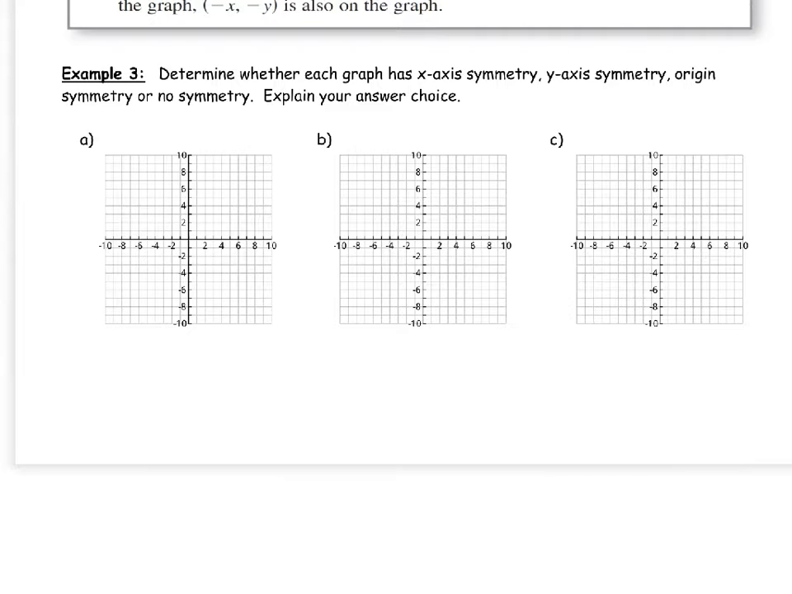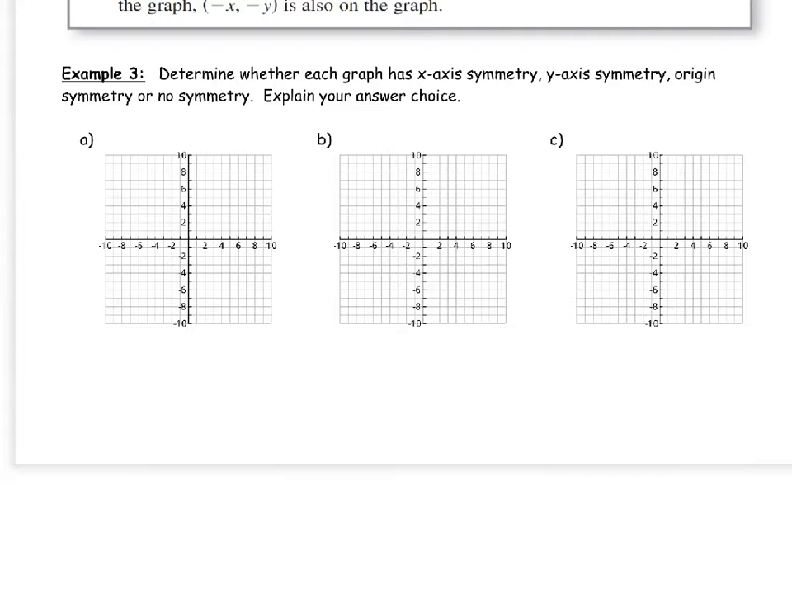To do that, I would notice that the point -5, -6 is on this graph. If it has origin symmetry, well then the point 5, 6 must also be on that graph. Rather, if you look, 5, 6 is clearly not on this graph, so that's a no as well. In this particular case, this graph has no symmetry whatsoever.